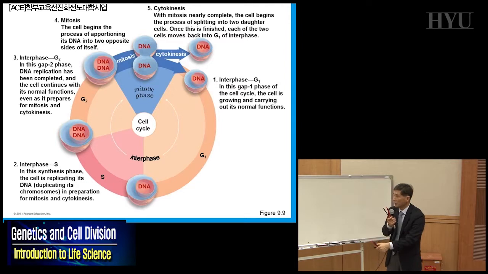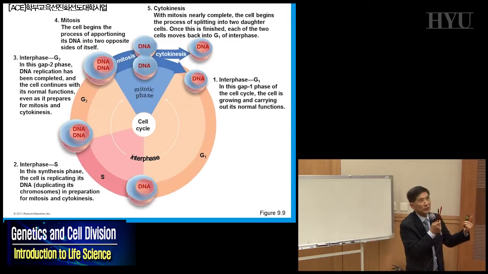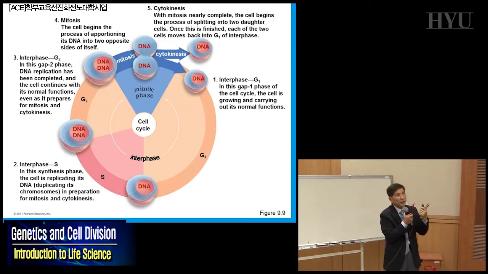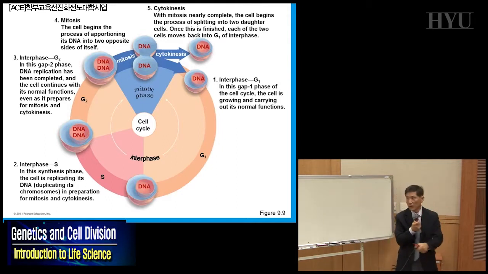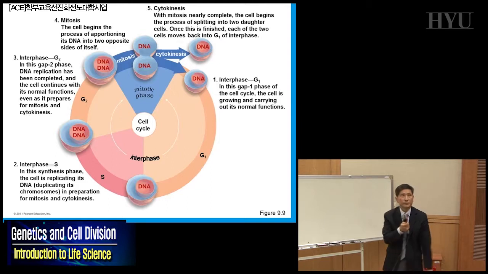The second phase is called S, which stands for synthesis. They have to synthesize DNA. Why? They're replicating DNA. They make an exact copy of the DNA. It's called S phase. And then they stop a little bit. It's called G2, gap 2. And then now they're ready to split. It's called mitosis. I know it's a lot of information.